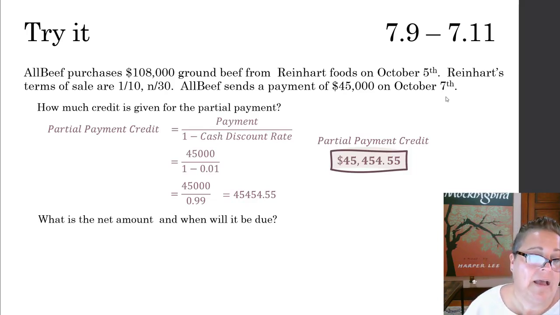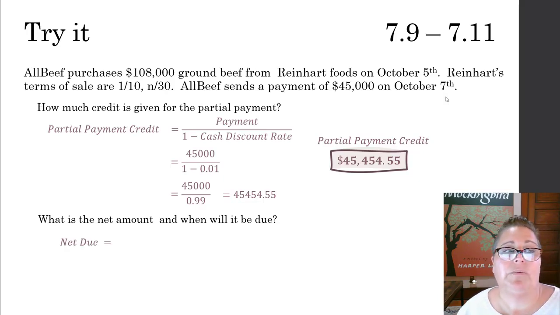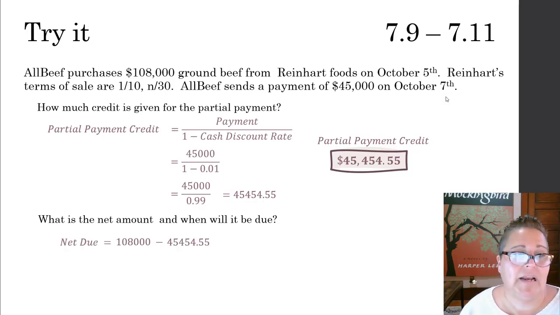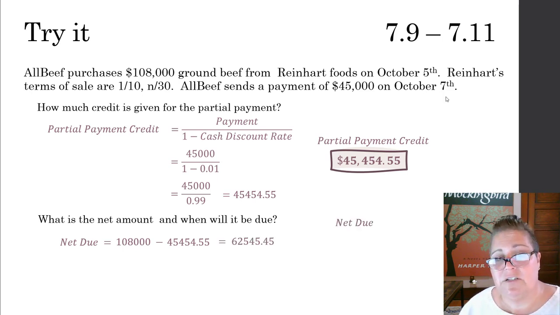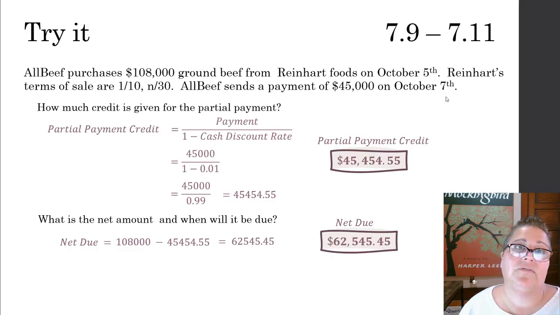What is the net amount and when will it be due? The net due would be the 108,000 minus the $45,454.55. So our net due is the $62,545.45.